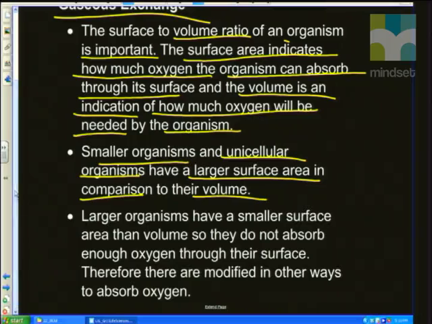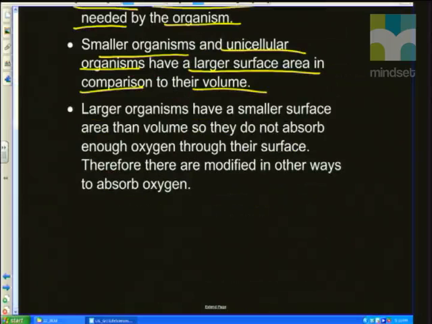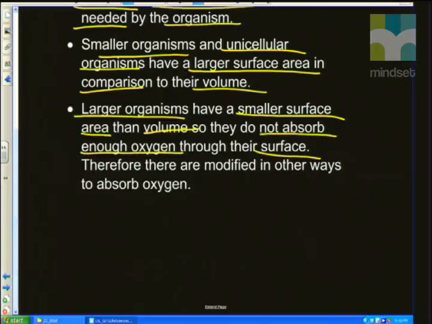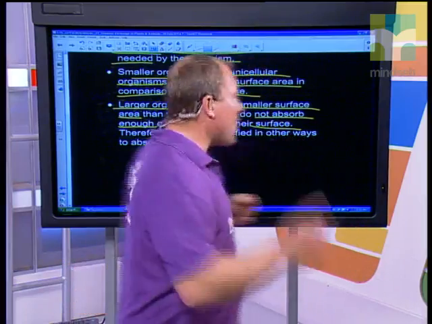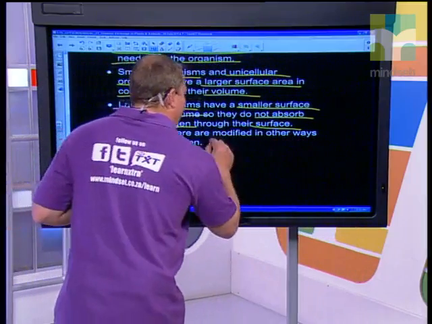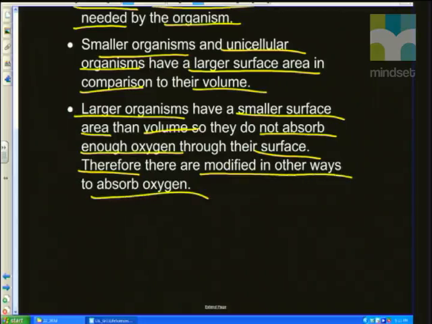When we talk about us, me and you, it says that large organisms have a smaller surface area than volume, so they do not absorb enough oxygen through their surface. So if I had to breathe through my skin, I wouldn't be able to get enough oxygen to run this whole body. That's why they have modified in other ways to absorb oxygen: specialized features on the inside, so lungs. Lungs make it easier. So that's important.